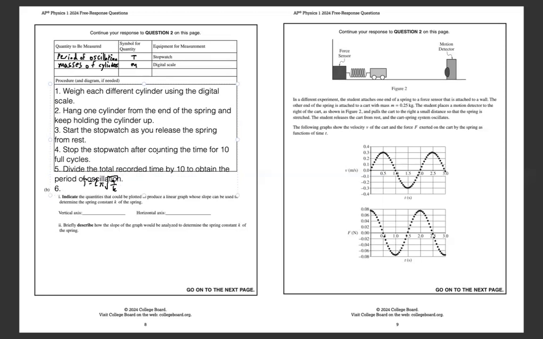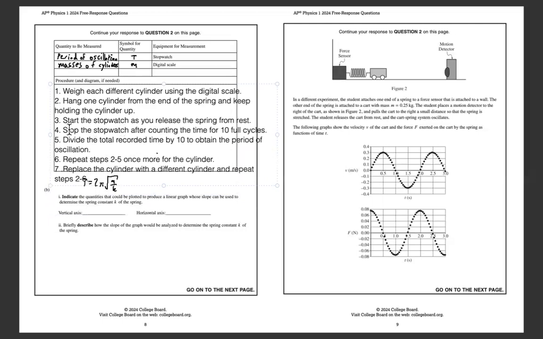All right. And then what you could do is you could repeat steps 2 through 5 once more for the cylinder. Then replace the cylinder with a different cylinder and repeat steps 2 through 6. There you go.